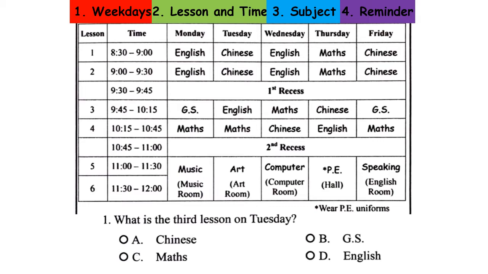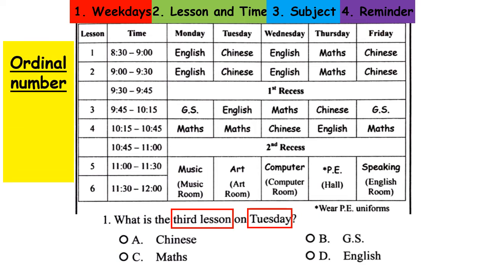Correct. The keywords are the third lesson and Tuesday. Now, let's have a quick revision on the ordinal numbers. We use the ordinal numbers to tell the order of the things. For example, when a thing ranks number 1 on a list, we use first. When it ranks number 2 on a list, we use second. When it ranks number 3, we use third. When it ranks number 4, we use fourth, and so on.